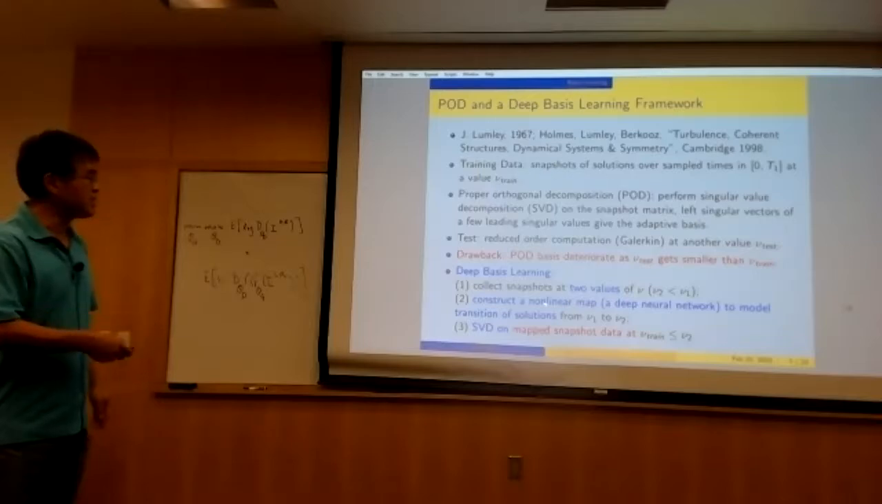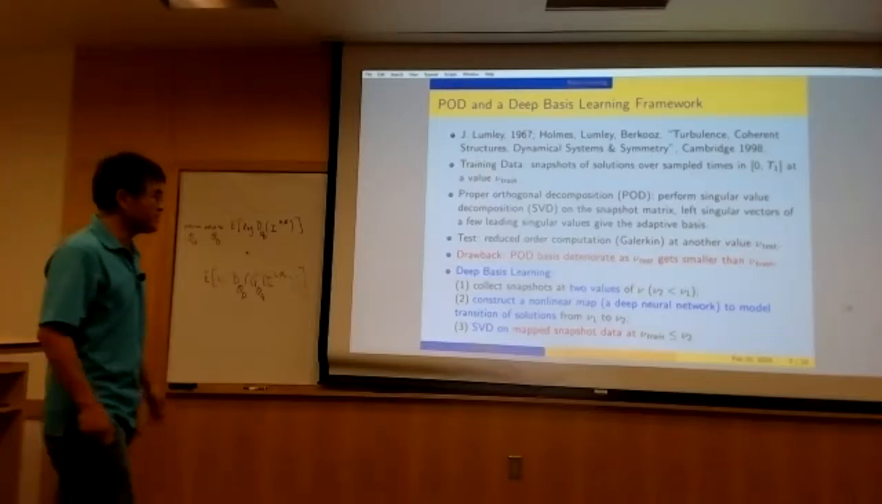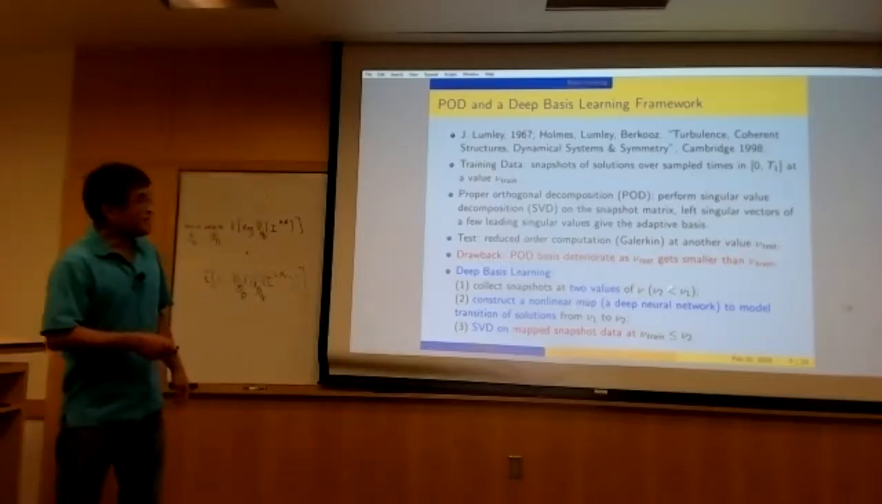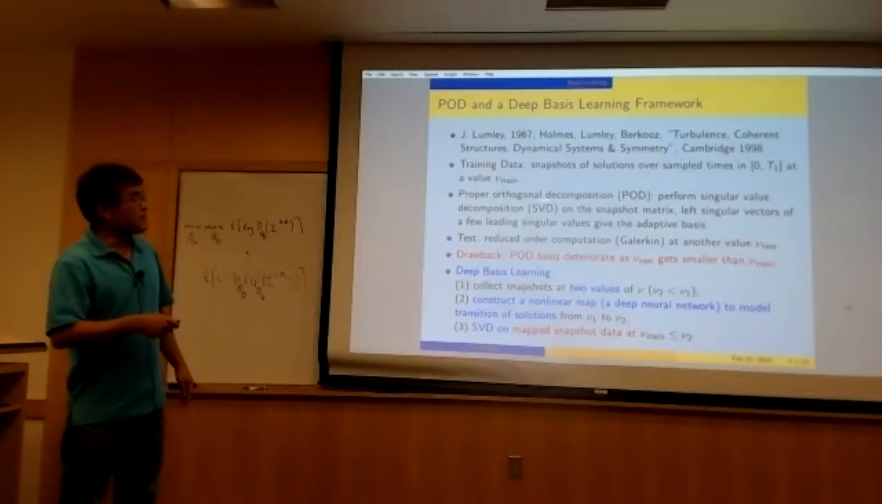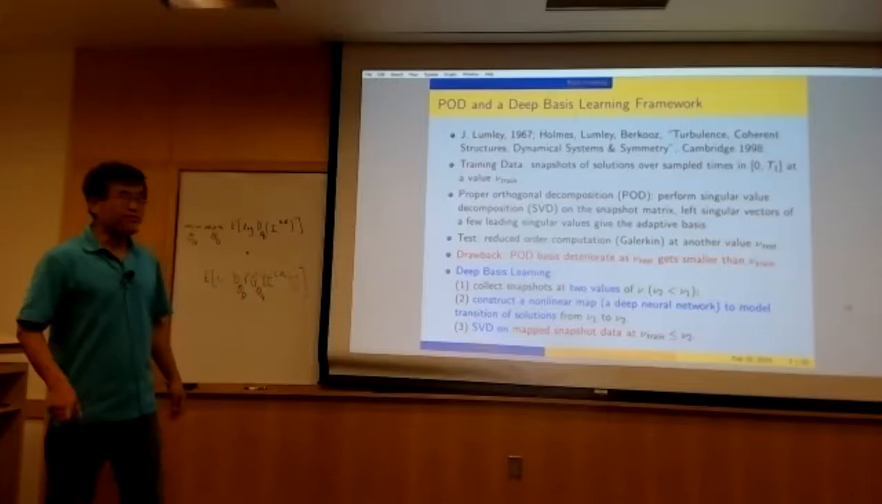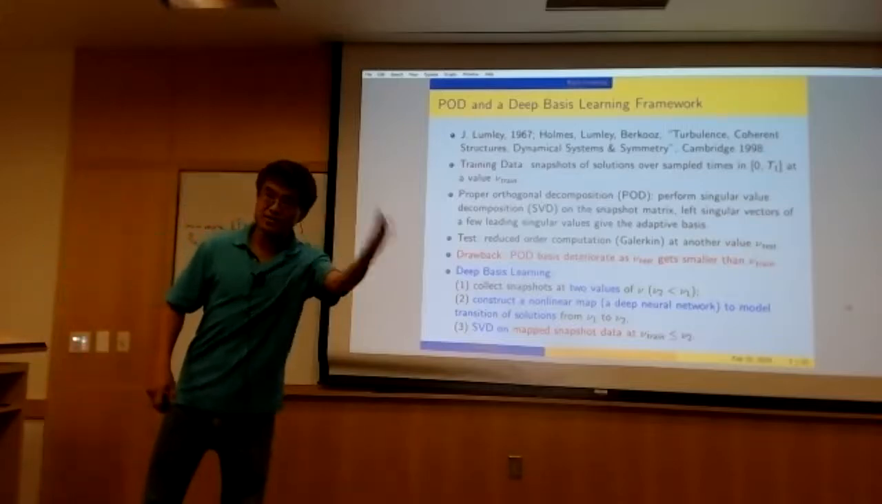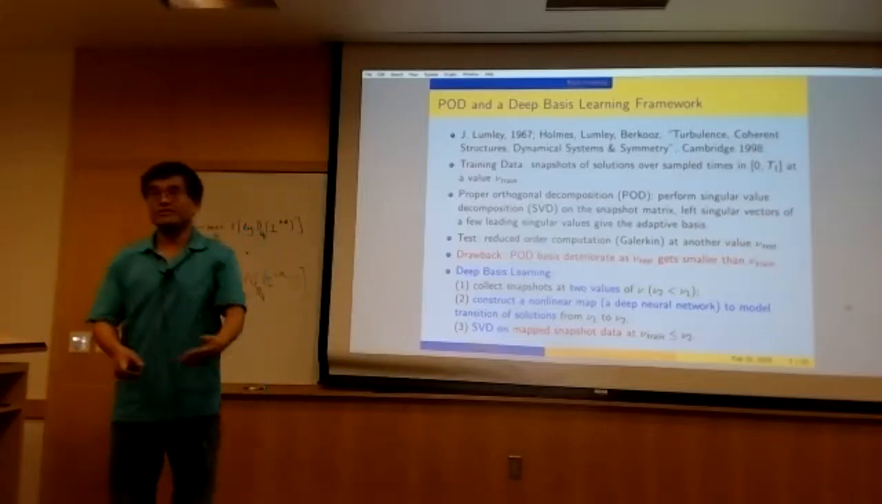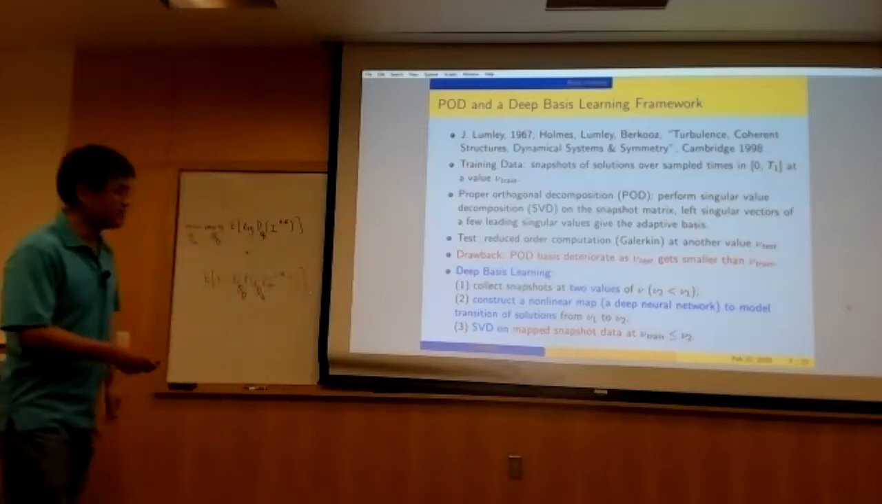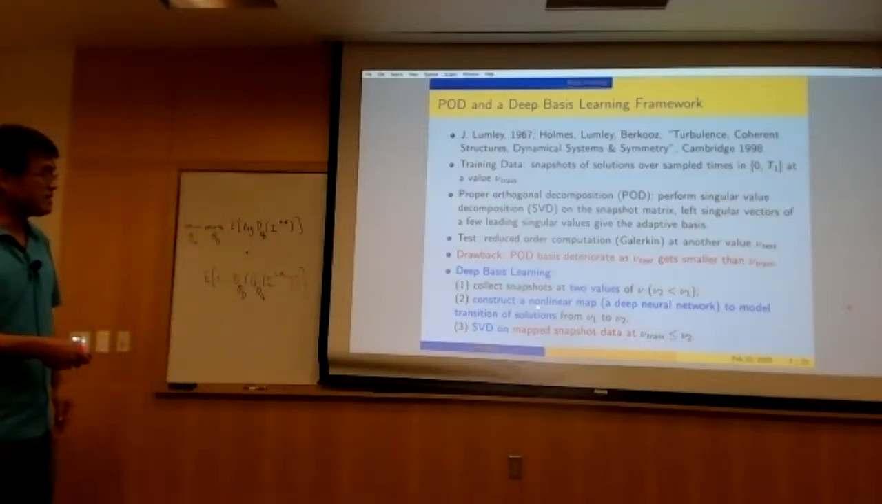You collect the snapshots and you have the observation. And now, instead of doing the singular value decomposition, we're going to construct a nonlinear map to model the transition of physical solutions from the first viscosity value to the second viscosity value. And I'll show you the pictures, how they look, in a moment. So this is the nonlinear thing that's going to come in instead of just doing linear stuff.